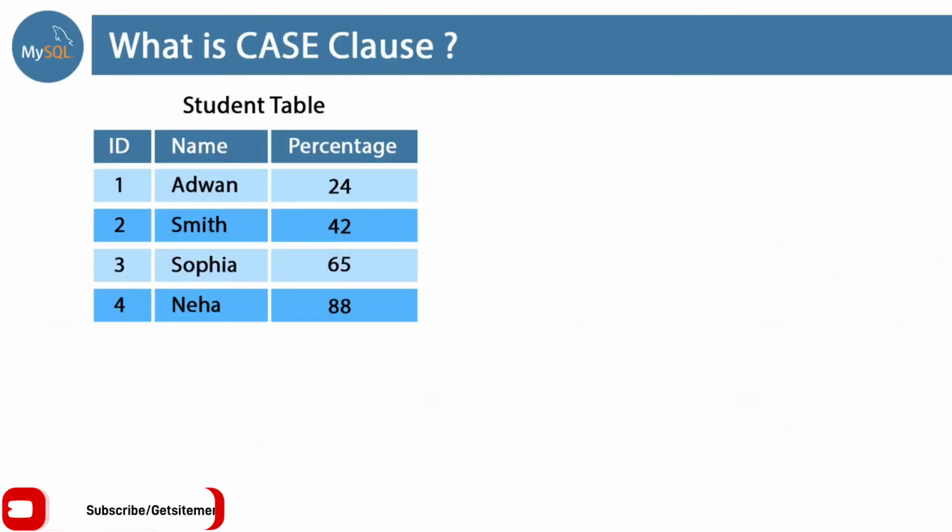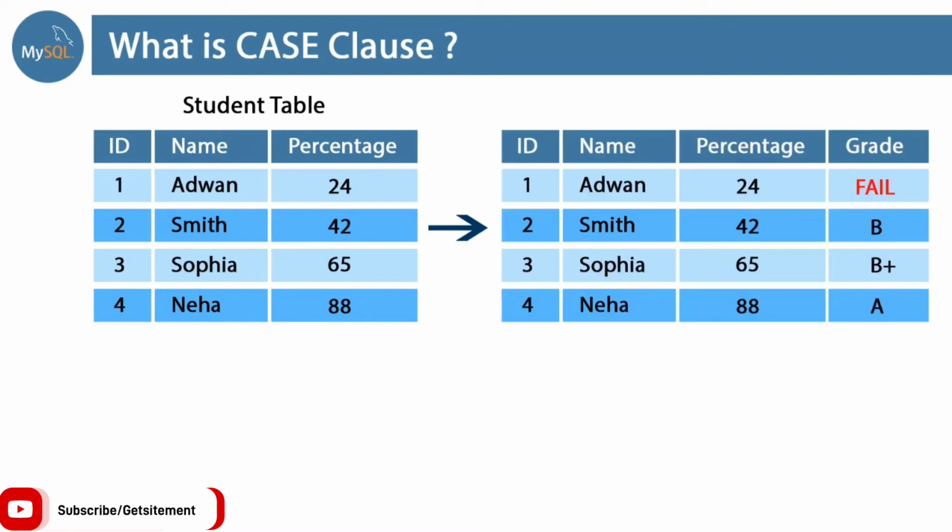Here you can see the same table on your screen, where I have student ID, their name, and their percentage. According to the percentage column, I want to create another custom column which is going to tell me the grade of their result. Basically, I want to see their grade score. Something like that. Here you can see, according to different percentages, different results are written in the grade column. Advan is fail, Smith's grade is B, Sophia's grade is B+, and Neha's grade is A. So here we need to use multiple conditions.